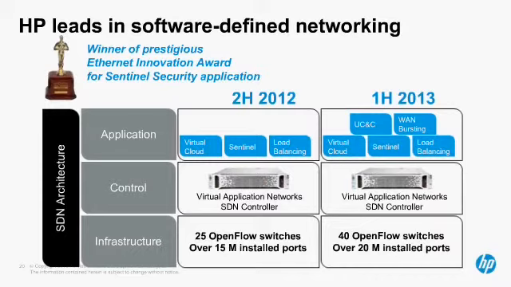So with IMC, you get a tool that provides a single pane of glass across your entire network and allows you to add SDN capability to your network in an incremental fashion.